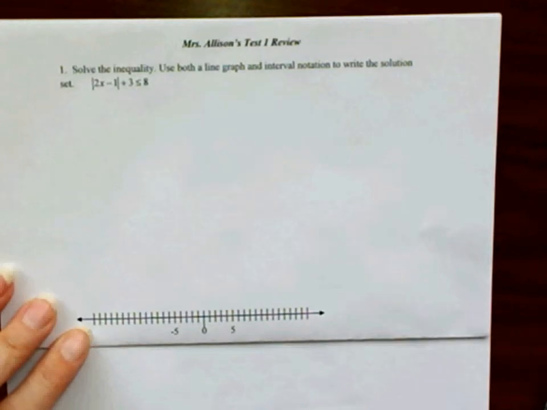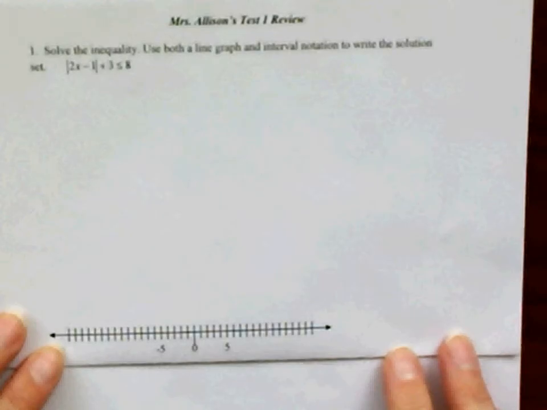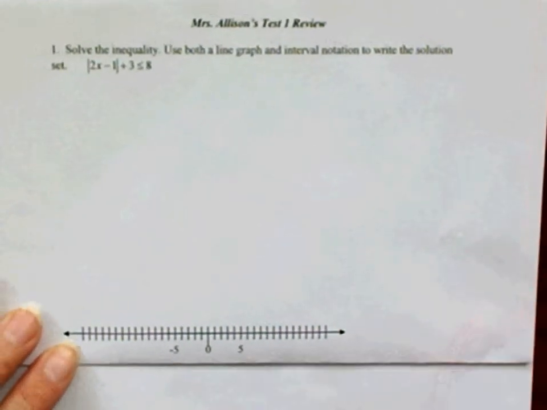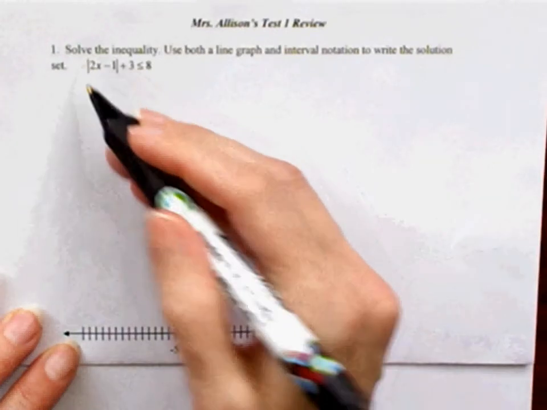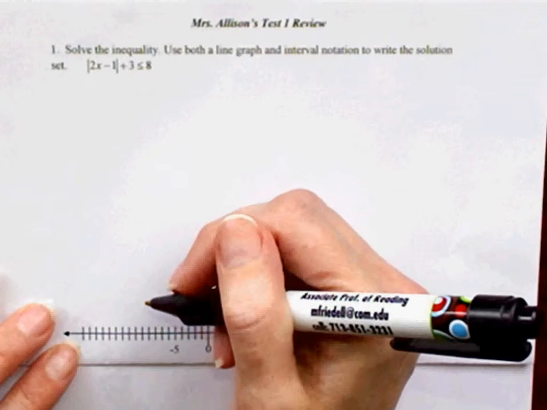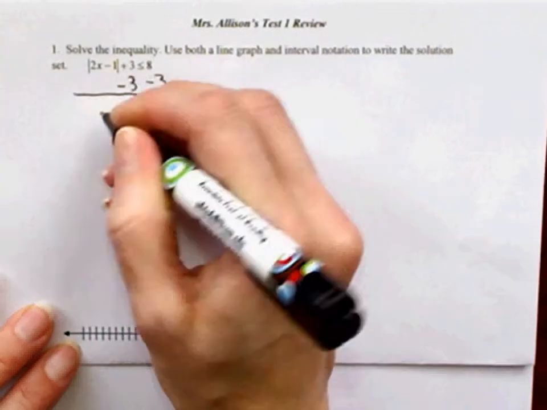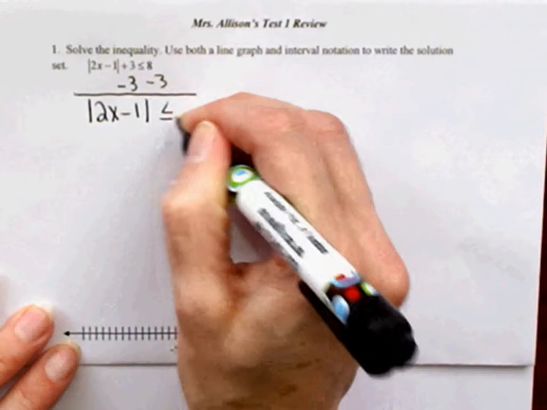Alright, so let's look at this first problem. There we go. Notice we have absolute value as well as an inequality. So we're trying to isolate the absolute value because that's our first step. So I need to subtract 3 from both sides. So the absolute value of 2x minus 1 is going to be less than or equal to 5.